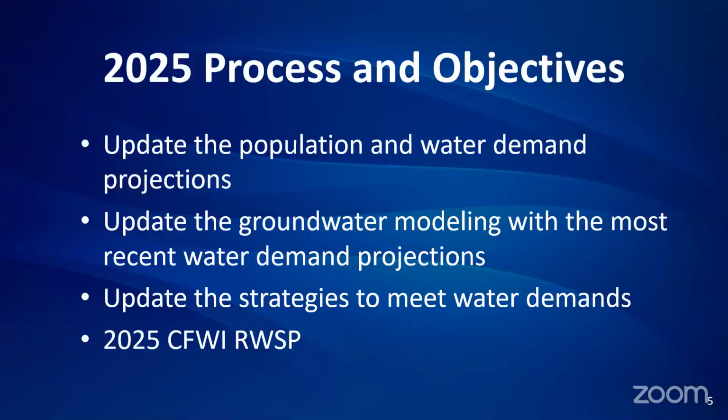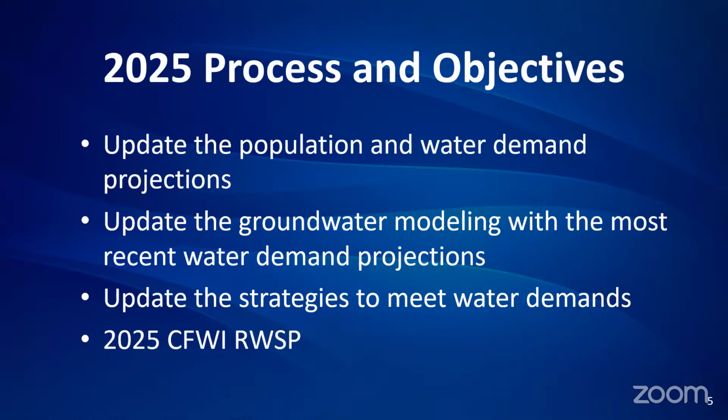To date, we have updated the historic and projected population, water use, and water demand projections for the 2025 CFWI Regional Water Supply Plan. The updated water use data will be used as inputs to the groundwater flow model. Using the updated groundwater model results, the districts will be able to verify the identification of existing and reasonably anticipated groundwater sources.